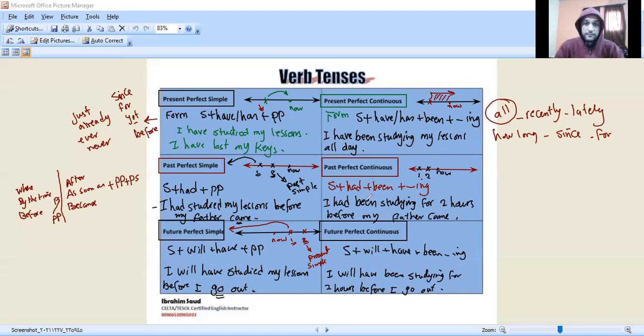Look at the timeline. Okay, this is now, and we have 2 actions in the future. This action will take some time before action number 2.